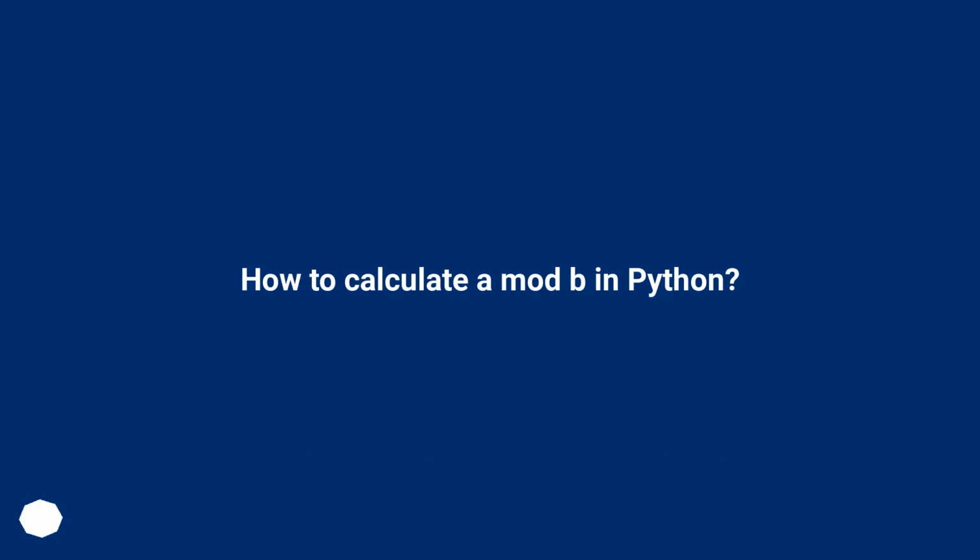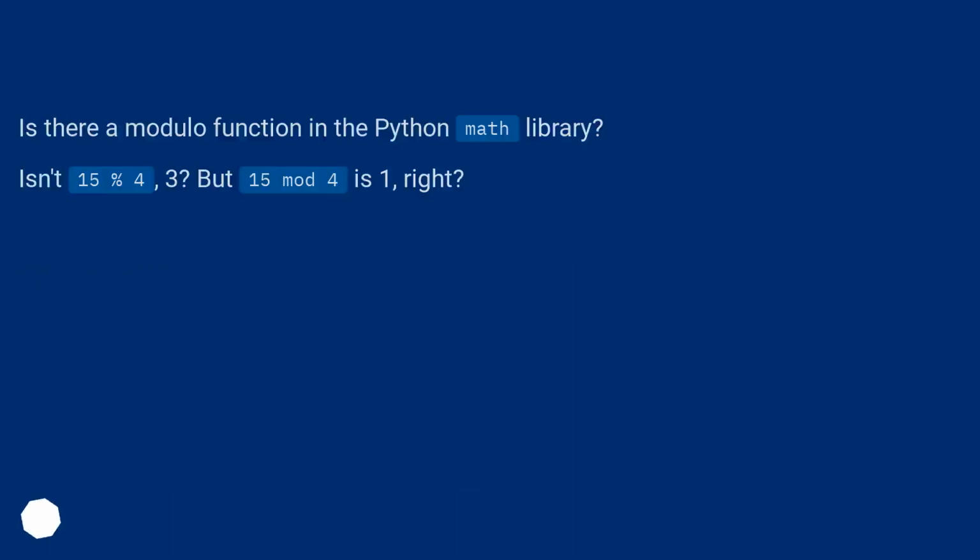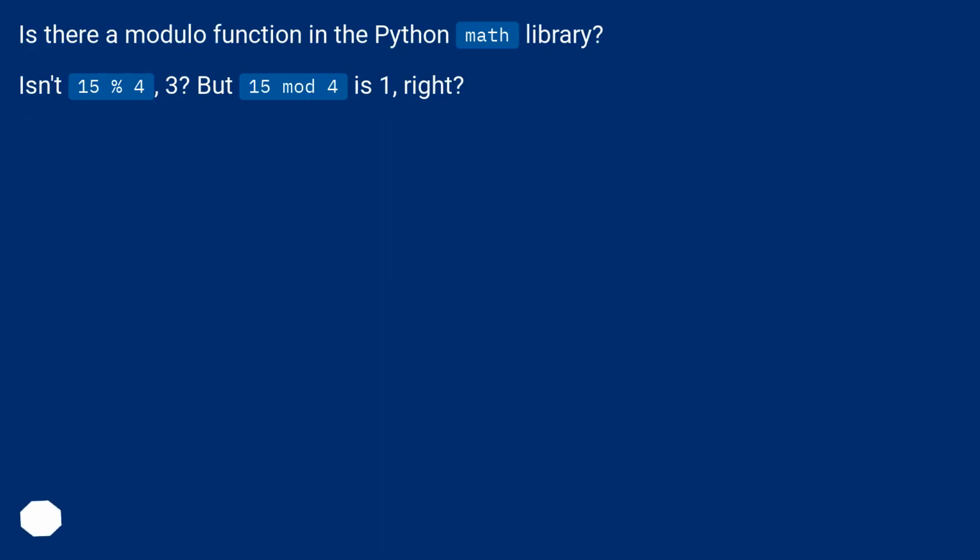How to calculate a mod b in Python. Is there a modulo function in the Python math library? Isn't 15 % 4 equal to 3? But 15 mod 4 is 1, right?